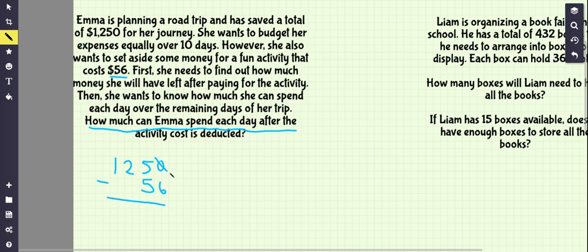So we take this, put it as a 1, put it as a 15, but we have to cross that out to 14 because we have to borrow more. And then we're going to have to put this into 10. Subtract that, and that gives us a whole 1,194. Now we're going to have to divide this by 10.